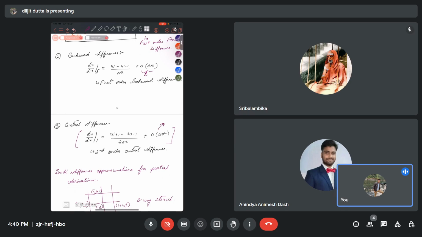So in solving most of the problems in fluid flow, we will also be using central difference, since the order is second order, and second order means it is of the order of delta x squared. Since delta x is a very small value, delta x squared will also be very small, so the error will be less for a central difference scheme.